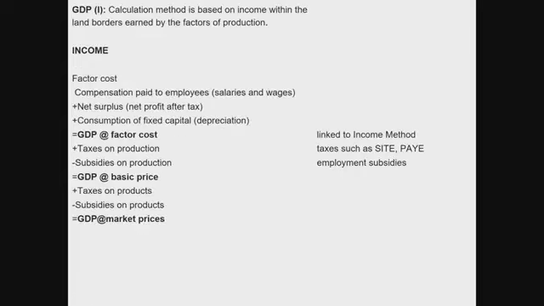We're moving on to the next method now, which is our income method, denoted by GDP and in brackets I. The calculation method is based on income within the land borders earned by the factors of production. So here we're looking at the factor cost once again. So we're looking at compensation paid to employees, which simply means salaries and wages. Net surplus, which is your net profit after tax.